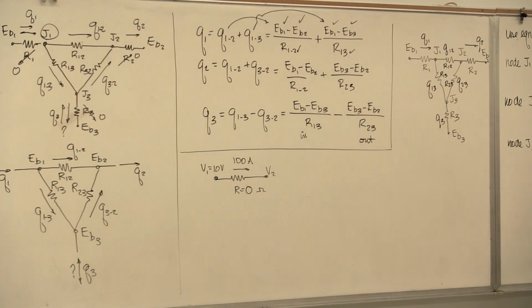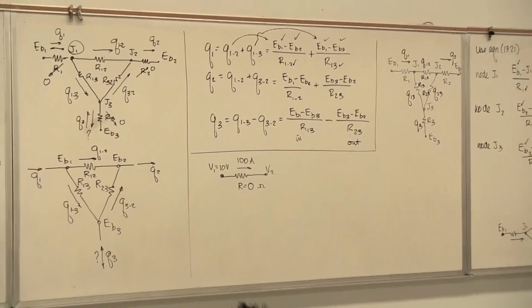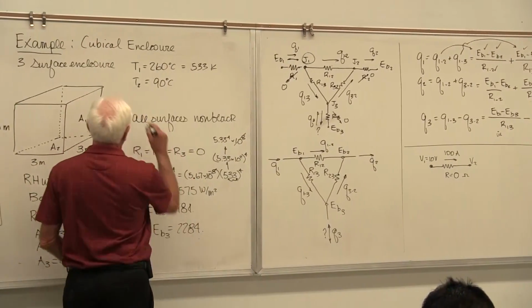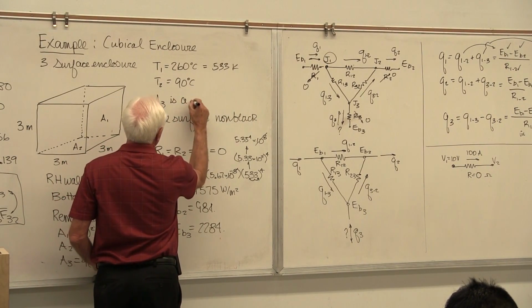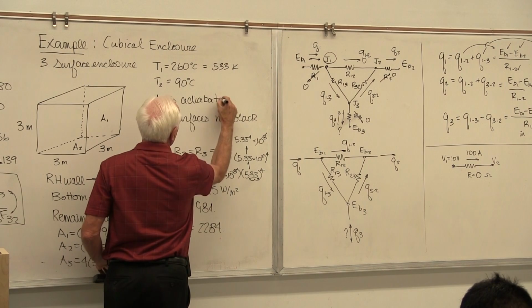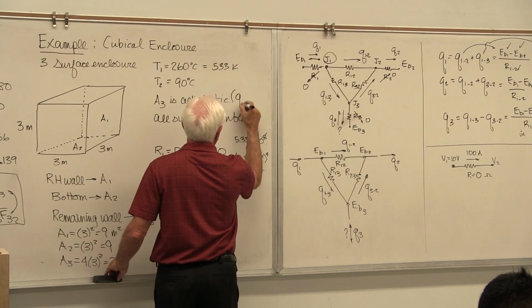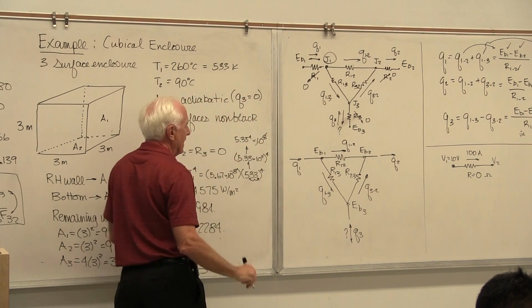In the real world, many surfaces aren't black. Now comes a tougher problem. Here it is. How do you do it? Mathematically, this way, okay? So we've worked 2 problems so far. Now the third problem, same picture, everything's the same, except now I say, you know what? Surface A1 is still 260, surface 2 is still 90, but now surface 3 is adiabatic, perfectly insulated. Adiabatic. What does that mean? Well, I know what adiabatic means. It means Q3 is 0.